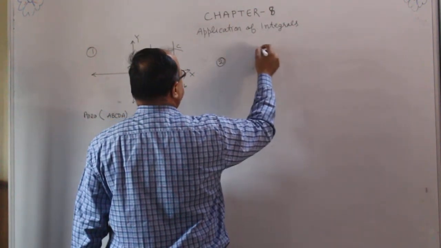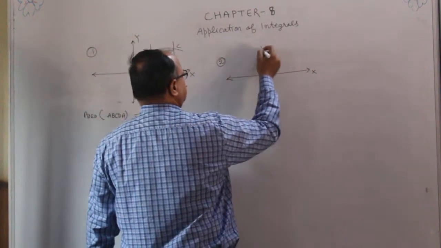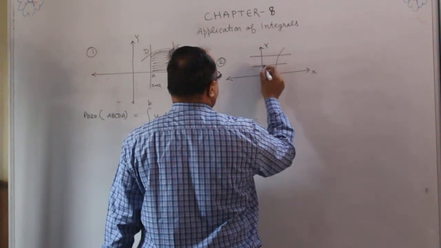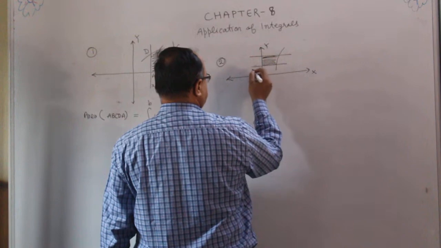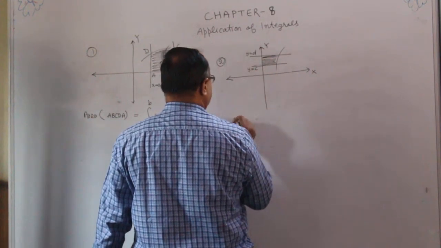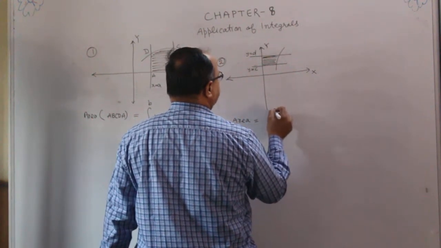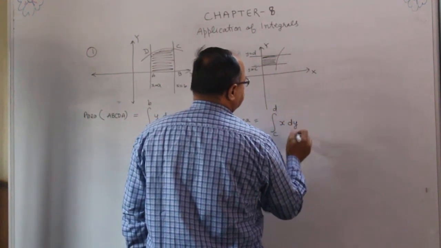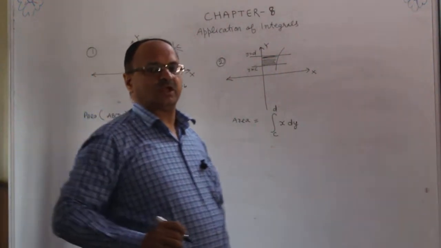Second, x-axis, y-axis. Suppose your area lies here, attached with y-axis, y is equal to c, y is equal to d. Then you can say area, limit c to d, that is x dy. This is the formula for the area of the shaded portion. Okay students.